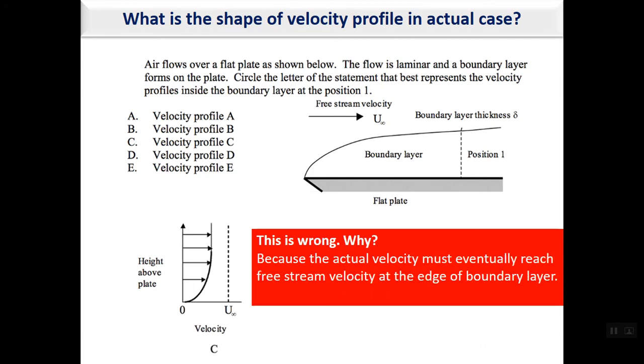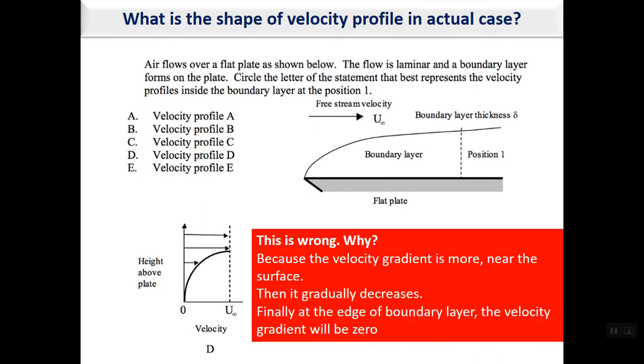What about the second one? Is this the right one? No, because the actual velocity must eventually reach the free stream velocity. The free stream velocity, as you can see here, is u infinity, but here you can see that it does not reach the free stream velocity, so this is also wrong. What about this?